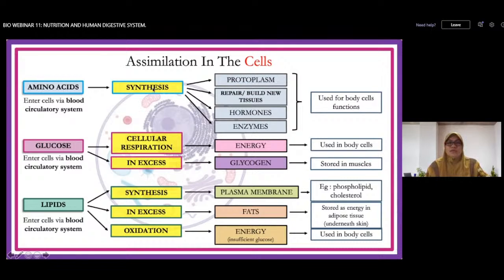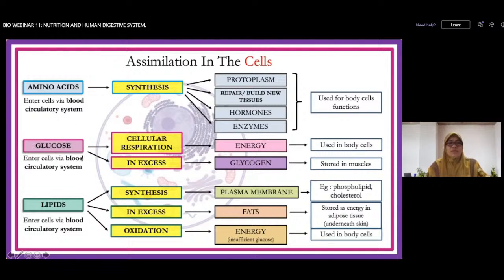Okay, and also amino acid ni juga dia akan disintesis untuk apa? To repair and build new tissues. Okay, repair damaged tissues. Okay, also to synthesize hormone and enzyme. Okay, all this, it is used for the body cell function. Okay, and then next kita tengok pula glucose.